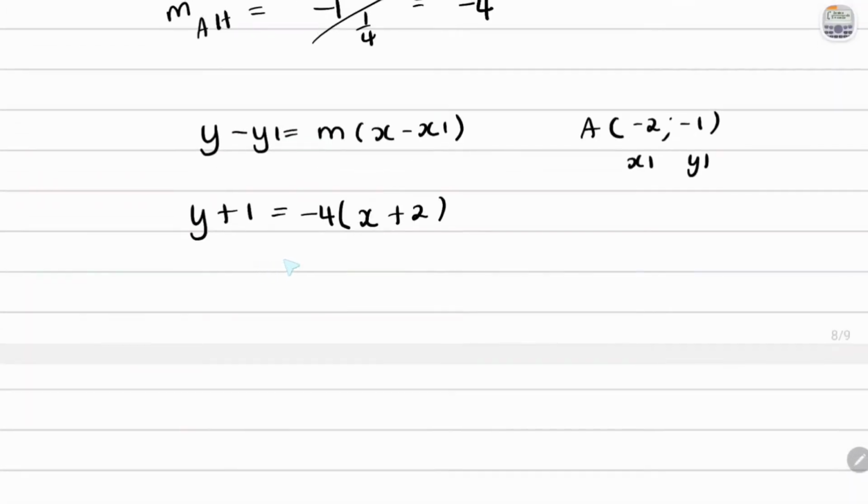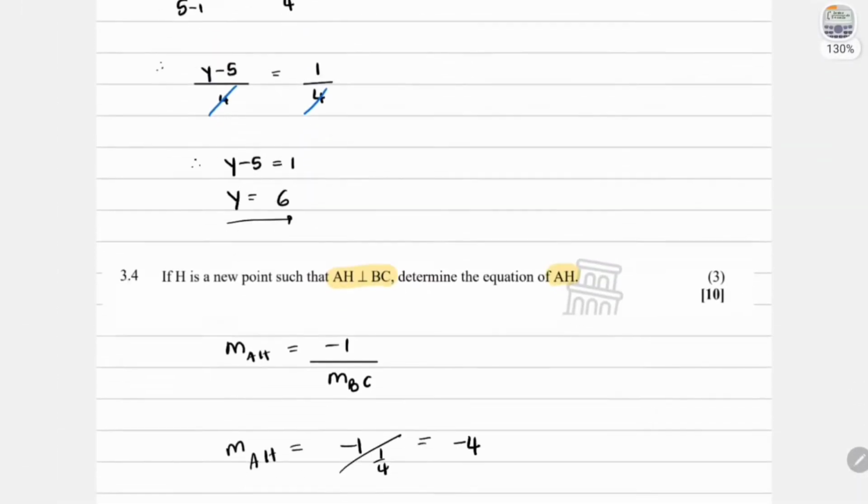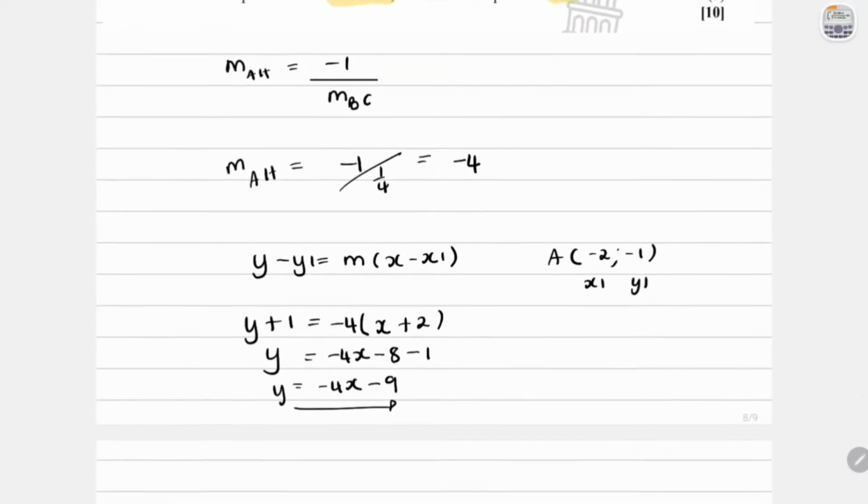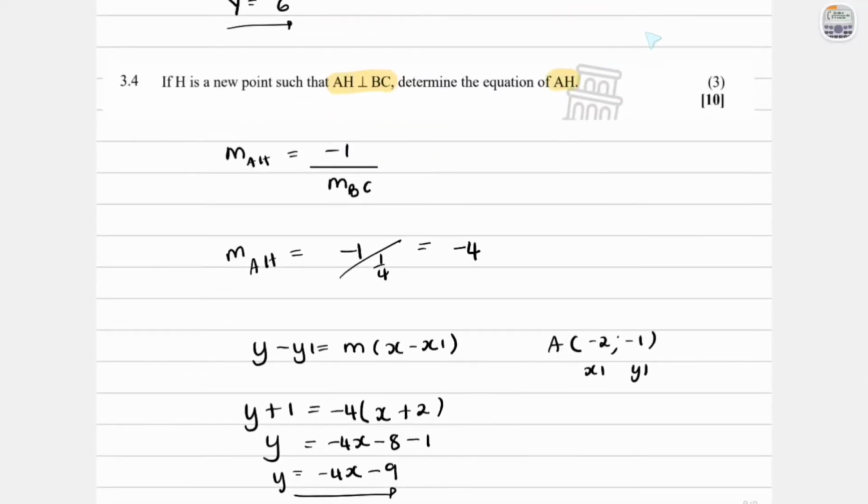And so this is just going to be, distribute here first and then take your 1 over. So if you distribute, -4 times x is -4x, -4 times 2 is -8. Then you can take your +1 over and it becomes a -1, and you still have your y here. And so it means that y is just equal to -4x minus 9, and that is the equation of that. Okay, so that is the last question in question 3. And then we move on to question 4.